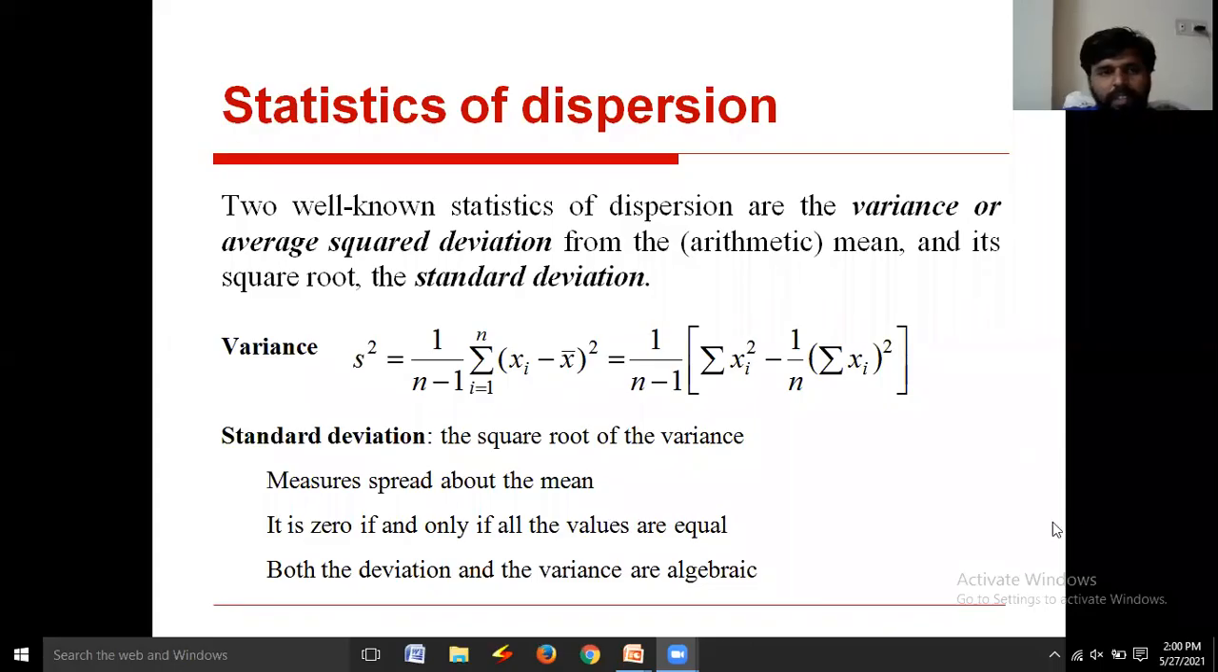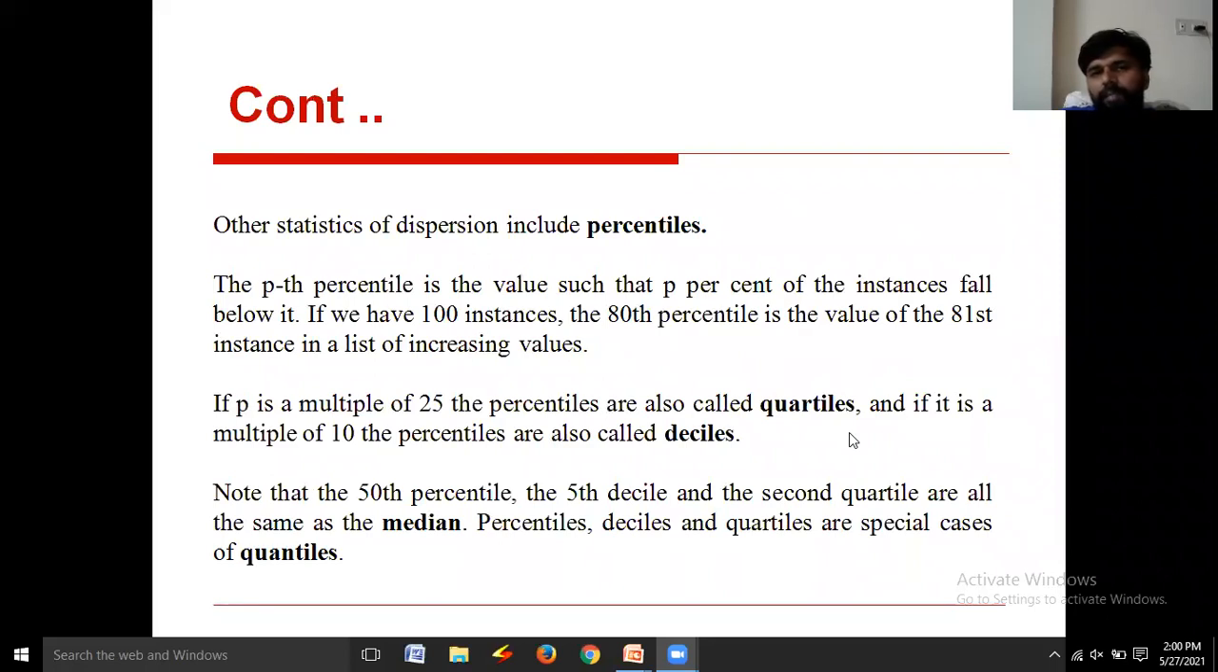And the next one is percentile. Here, percentile is one of the statistical dispersion measures. Observe this: the pth percentile is the value such that p% of the instances fall below it. Suppose you take 100 instances. There are 100 instances in the data set. The 81st percentile is the value of the 81st instance. You are talking about the 81st instance, right?